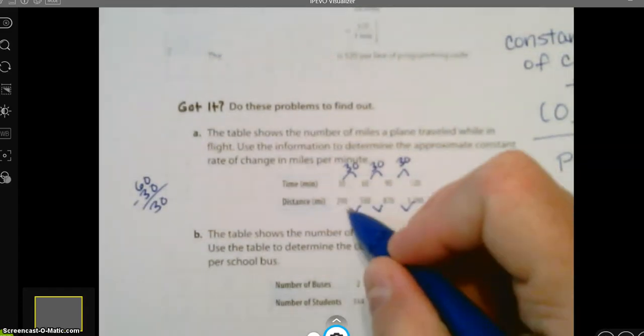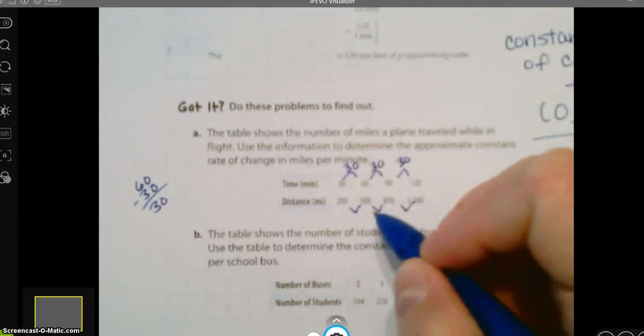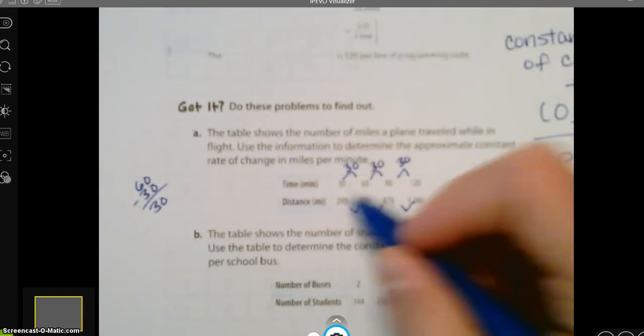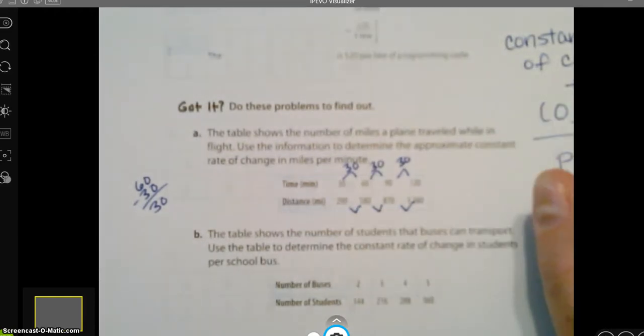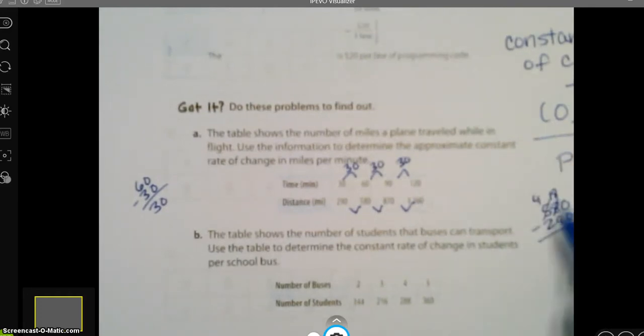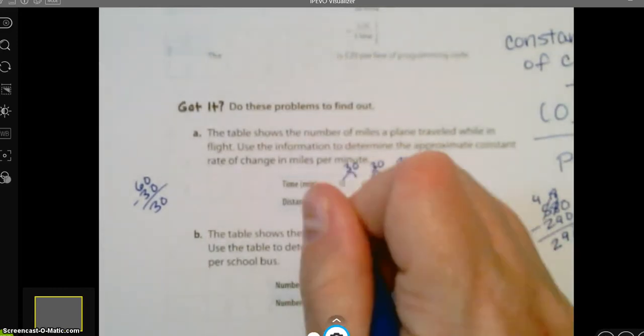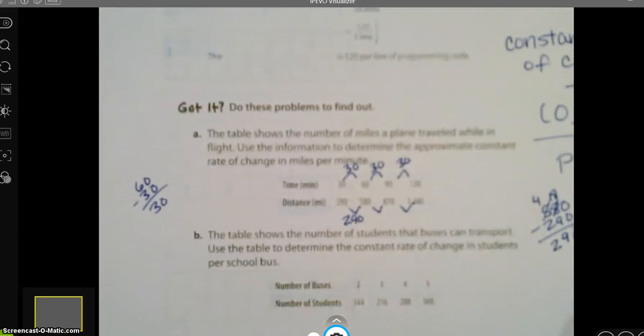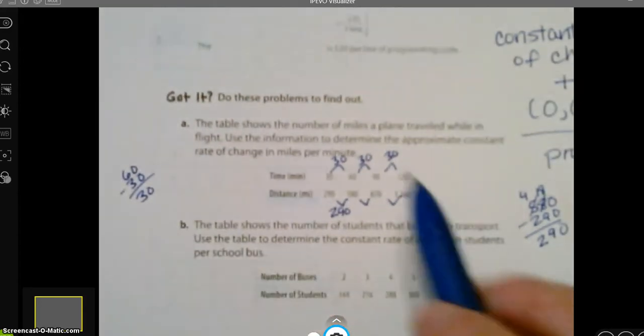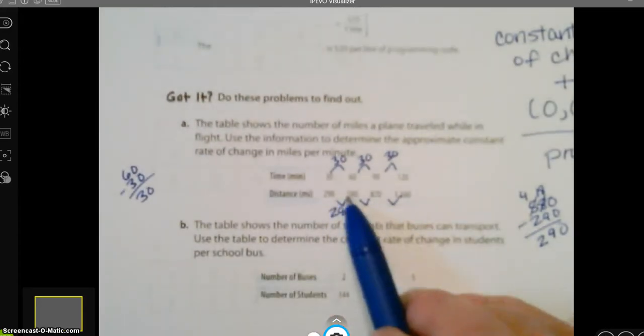Now on the bottom, I have 580 and 290. So let's see, 580 minus 290, 0 minus 0, 8 minus 9 I can't do, so the 8 becomes an 18, and the 5 becomes a 4. 18 minus 9 is 9, and 4 minus 2 is 2. So that went up by 290, okay? So if I was to take a guess, here's the next one.